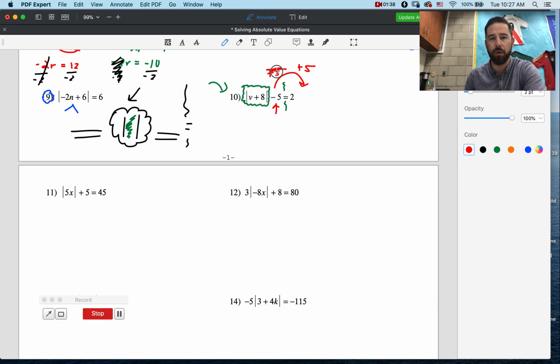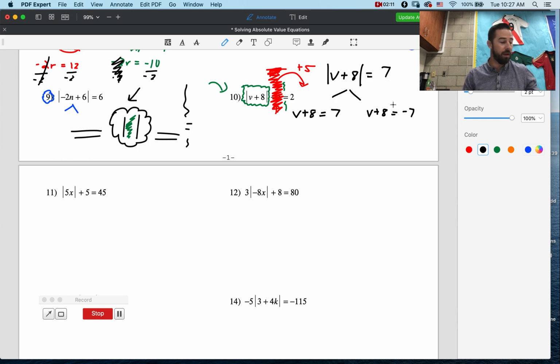So we added 5 to both sides, and watch what happens here. We have v plus 8, inside of the absolute value, equals, and what's 2 plus 5? 7. Now you can see that the absolute value is by itself. Nothing else is on the left-hand side, so we can split them up. We can say v plus 8 equals 7, and then v plus 8 equals -7. Remember, when we write it a second time, we make that second one negative.